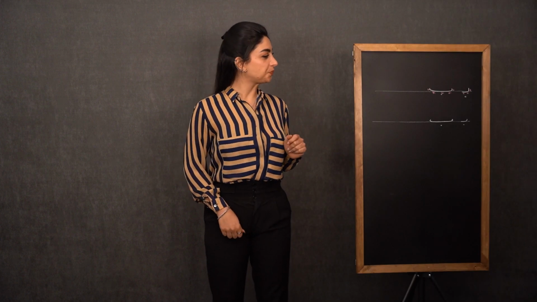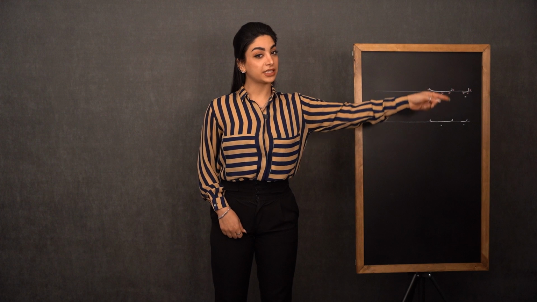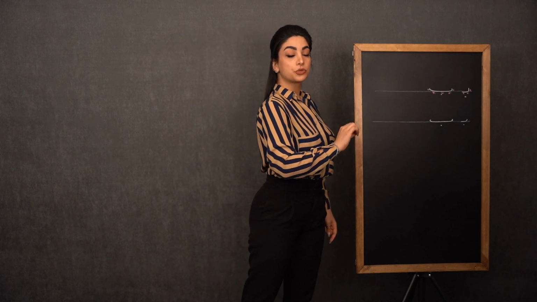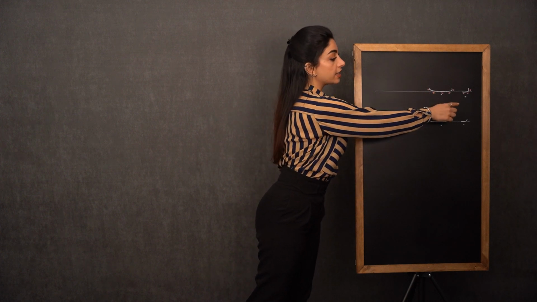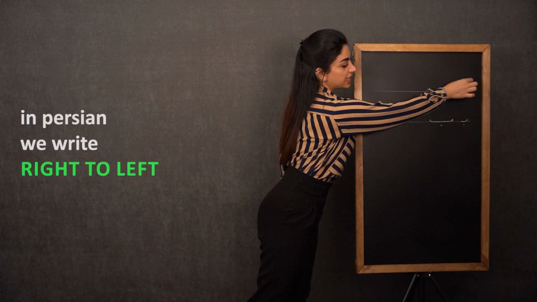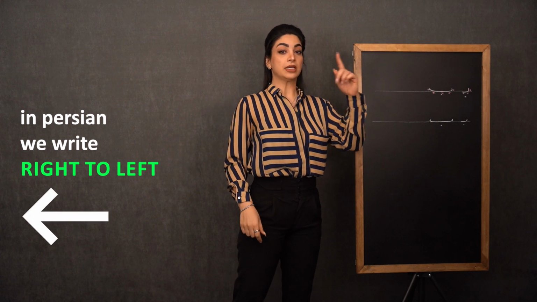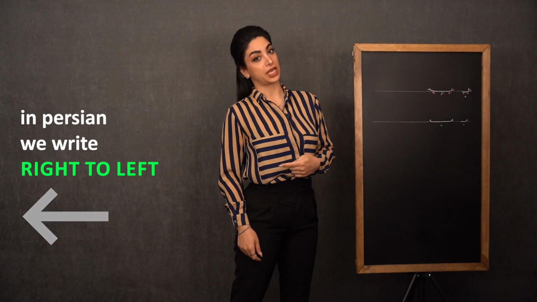Now look here. It's what it really looks like. When I want to start to write down B, I put the tip of my pen or pencil a little above the line. If you remember, yes, we write from right to left.